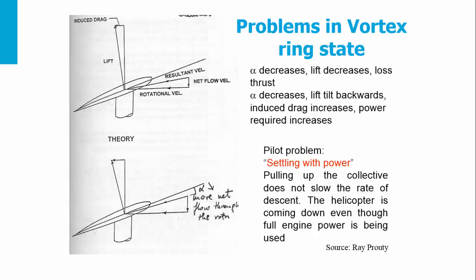The problems in the vortex ring state. The theory shows that if the angle of attack is decreasing, the lift is decreasing and there is a loss of thrust. However, if the angle of attack is decreasing, it also means that the lift is tilted backwards, the induced drag increases and more power is required.